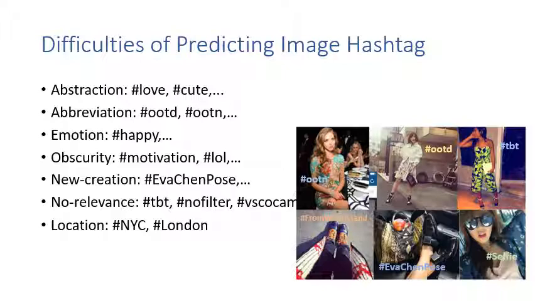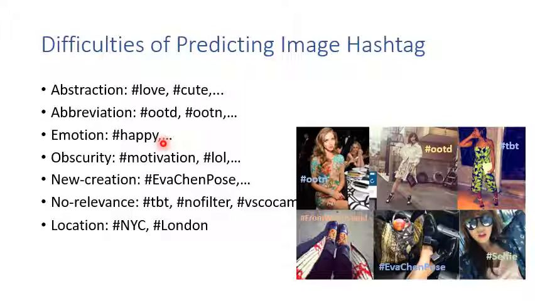Image hashtag recommendation is very challenging due to the nature of hashtags. There are several difficulties in predicting image hashtags. First, hashtags are abstract. The meaning is abstract, like love, cute, or something else. And also there are a lot of abbreviations, such as OOTD, outfit of the day, or outfit tonight, or outfit of the night, or OTN. And also most hashtags are used to describe emotion, like happy, sad, or blue.